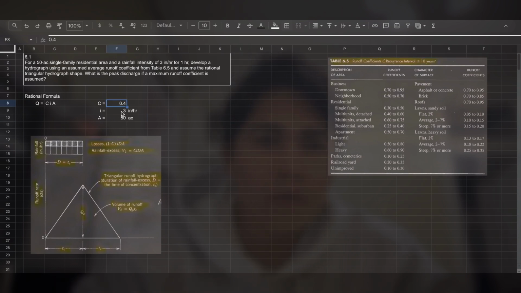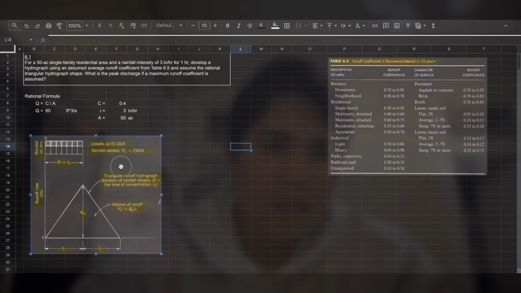So we want to use that 0.4, the intensity is 3 inches per hour and the area is 50 acres. To get the Q, all we need to do is multiply these three values, once we have determined the right runoff coefficient. That gives us about 60 cubic feet per second. Remember, inches per hour times acres is pretty much about 1, so you'll get cubic feet per second. And this is the value of Q.